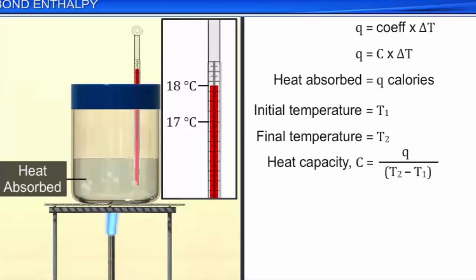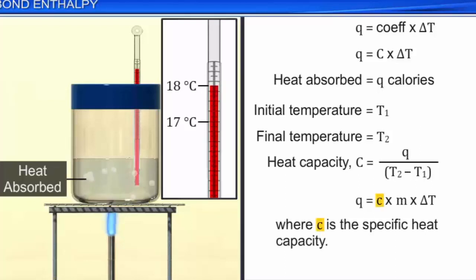The specific heat capacity is the quantity of heat required to raise the temperature of unit mass of a substance by 1 degree Celsius or by 1 Kelvin. Thus, the expression for Q in terms of specific heat capacity becomes Q equals specific heat capacity c multiplied by the mass m multiplied by change in temperature ΔT.